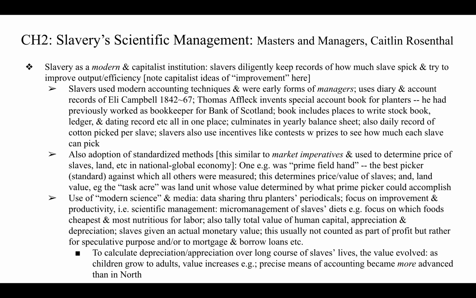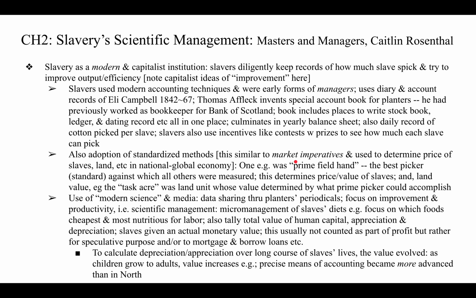It would culminate in a yearly balance sheet. There were also places to write out the daily record of cotton picked per slave. So this was micromanaging kind of every aspect of business, right? There was also the adoption of standardized methods.